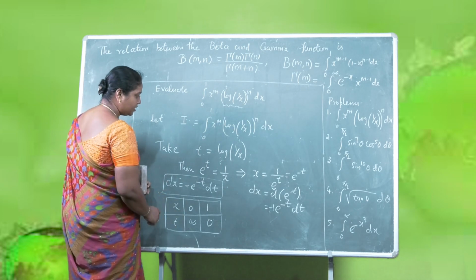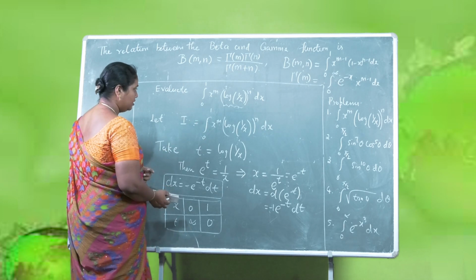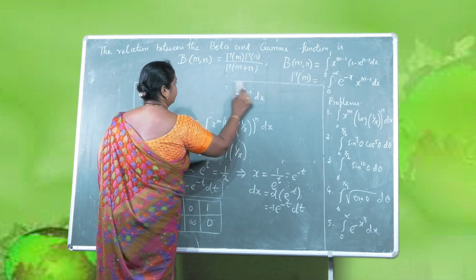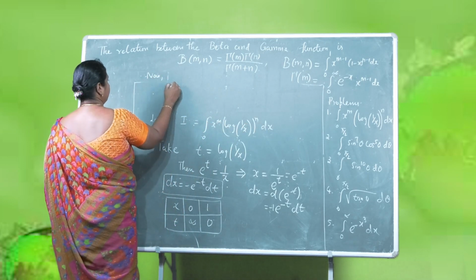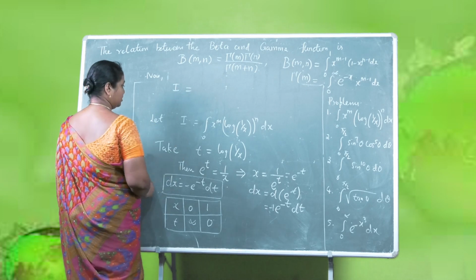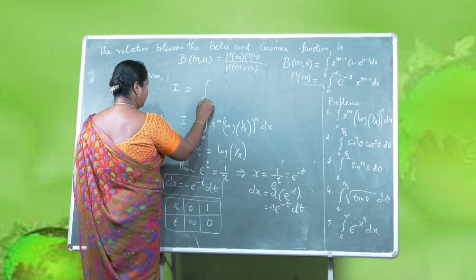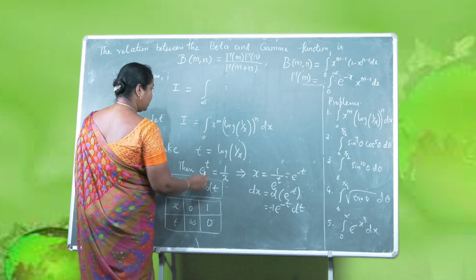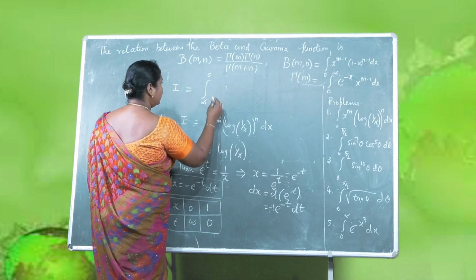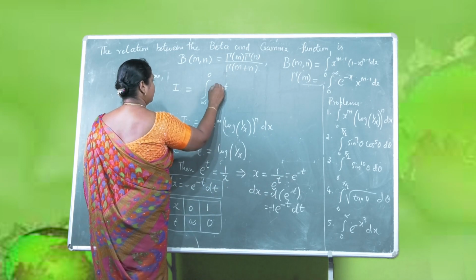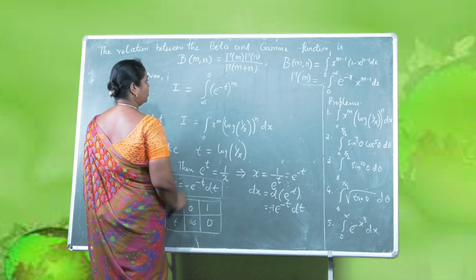So these are the limits. Now let us substitute these things in this integral I. So now I becomes the integral. Here when x is 0, the limit will be infinity. When x is 1, it will be 0. So what is x? x is nothing but e power minus t, the whole power m. So here x power m is e power minus t, the whole power m.